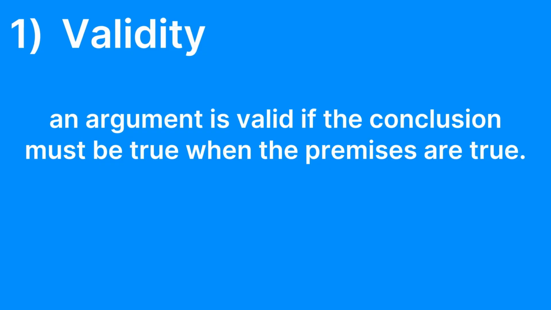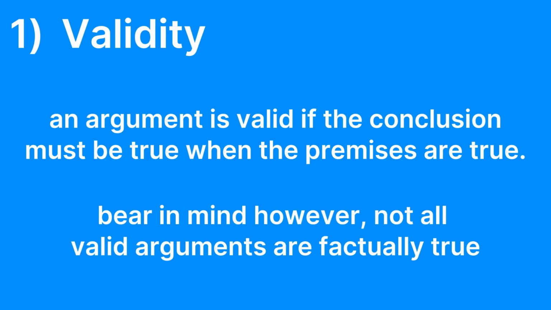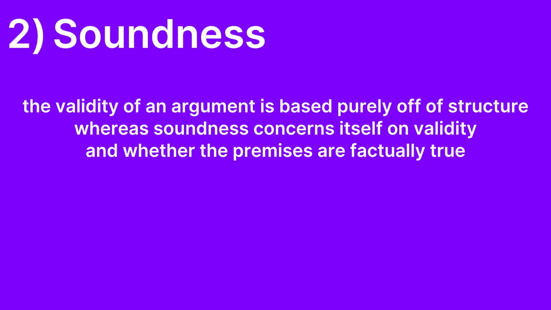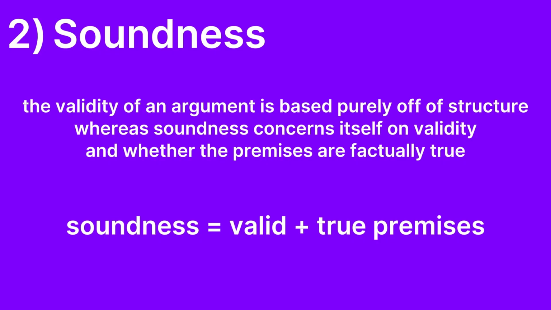Number 1, validity. An argument is valid if the conclusion must be true when the premises are true. Bear in mind, however, not all valid arguments are factually true, which brings us to our next point. Number 2, soundness. The validity of an argument is based purely off of structure, whereas soundness concerns itself with validity and whether the premises are factually true. Soundness equals valid plus true premises.